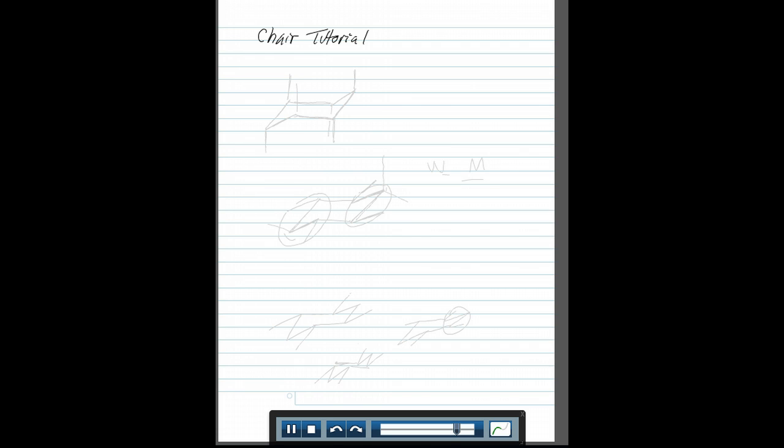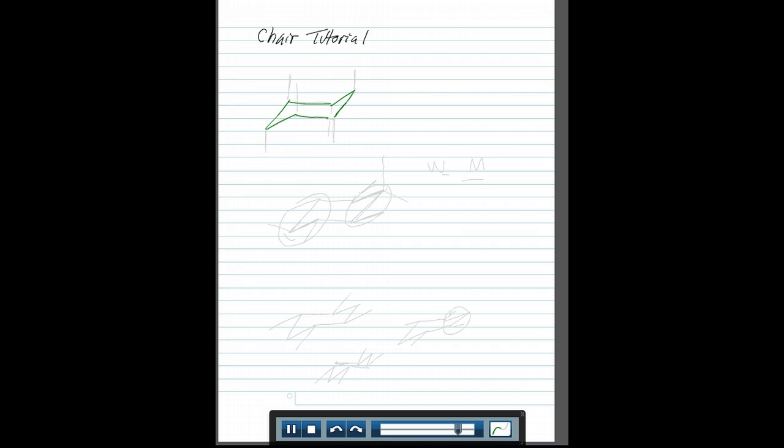First of all, let's talk about the axial and equatorial positions. Some people can draw the chair, some people can't. I'll talk about how to draw the chair in the first place after this. But the axials, here's how you do it. Whichever way the carbon is pointing, that's the direction of the axial position.